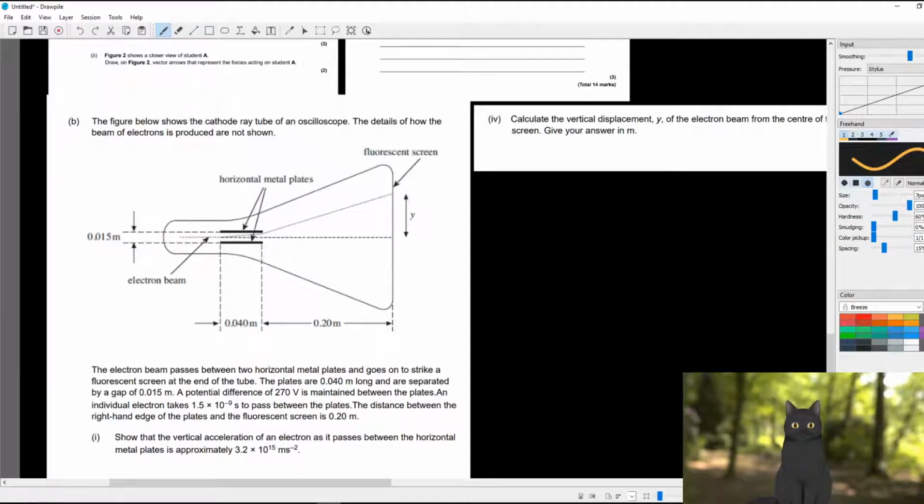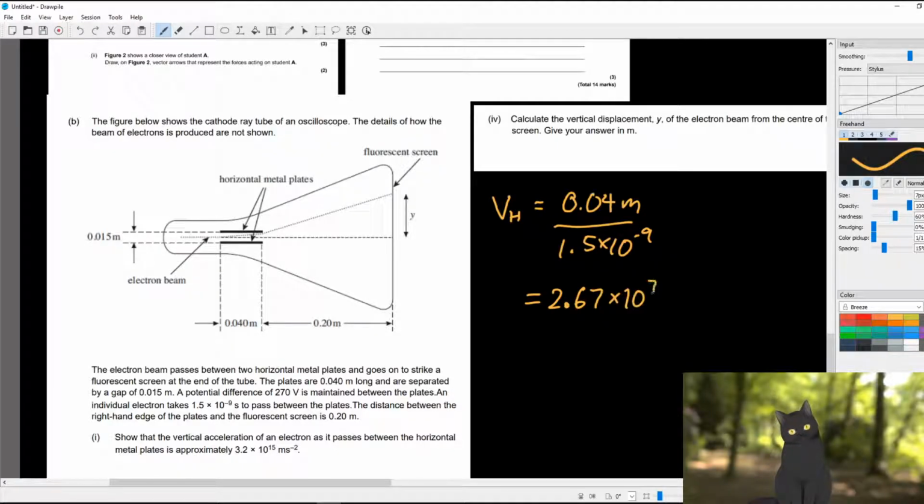this situation, what's the horizontal velocity? It will be 0.04 meters. This part 0.04. How much time does it take for it to go through that gap? This time, right? So 0.04 divided by 1.5 times 10 to the power -9, because distance divided by time. So horizontal velocity will be 0.04 divided by 1.5 times 10 to the power -9. Then what you get will be 2.67 times 10 to the power 7. So that's the horizontal velocity.